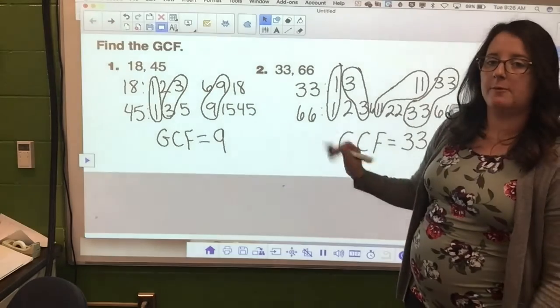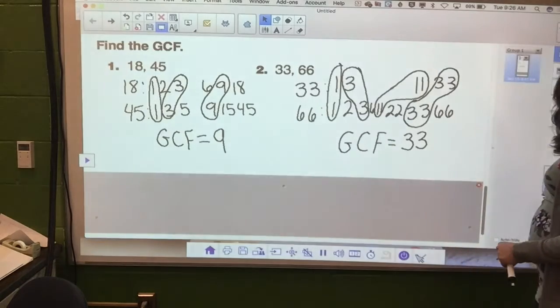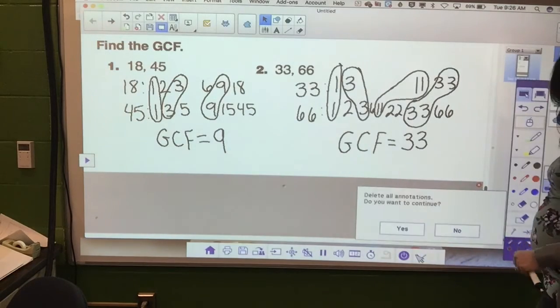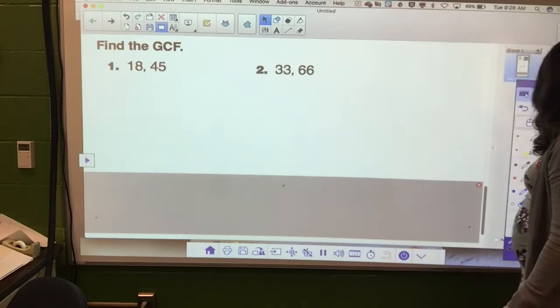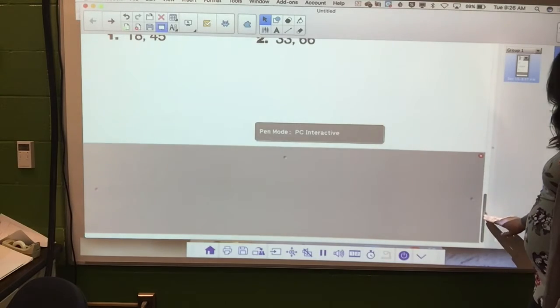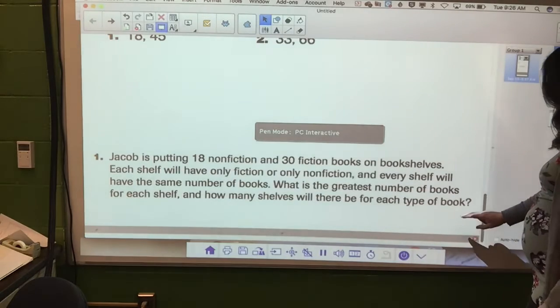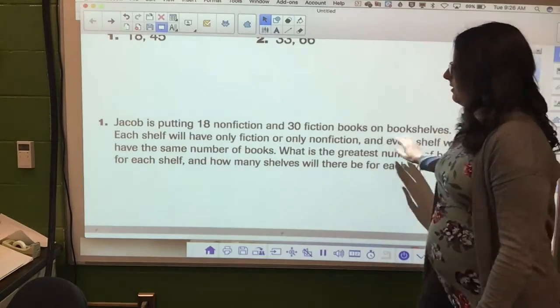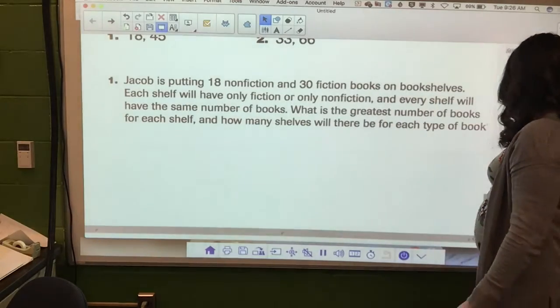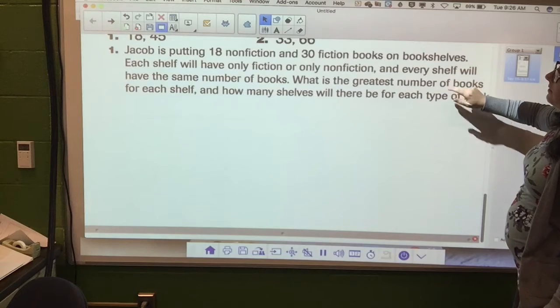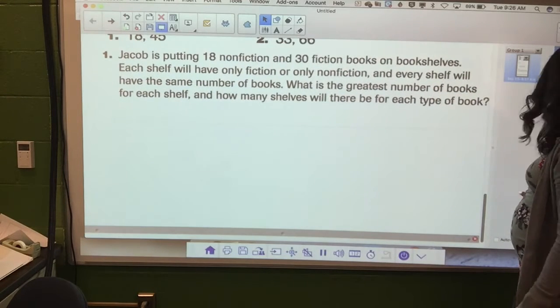We have one more problem that we're going to look at. And it's our last word problem. And I'm actually going to scoot it up there so we can see it. All right.